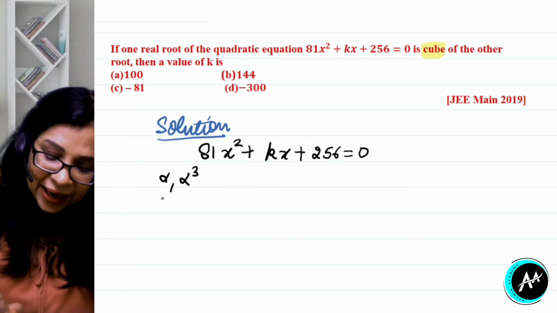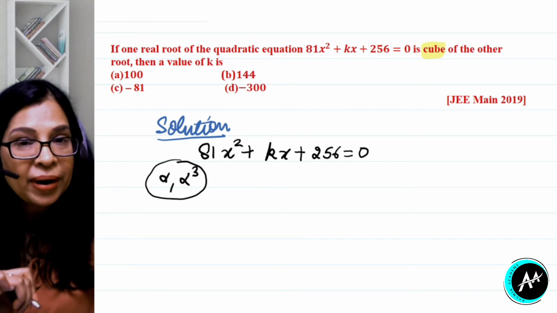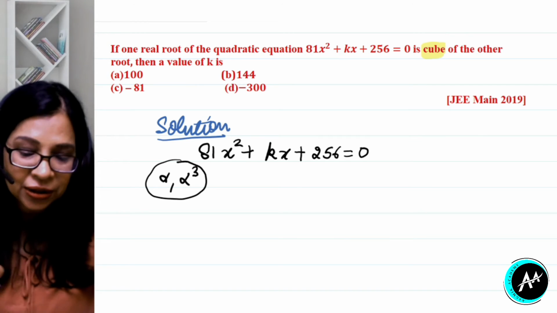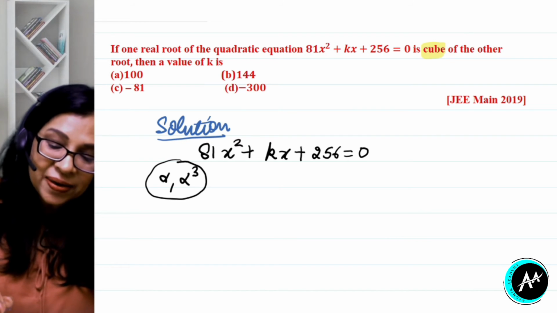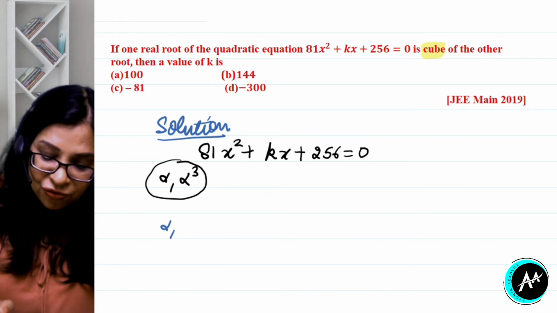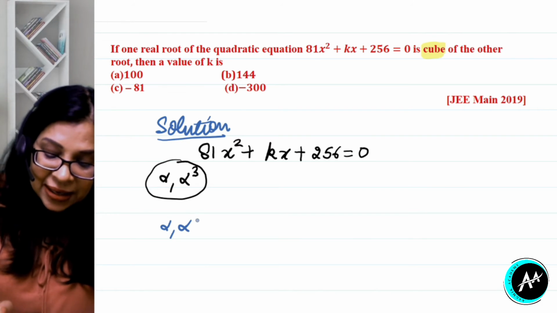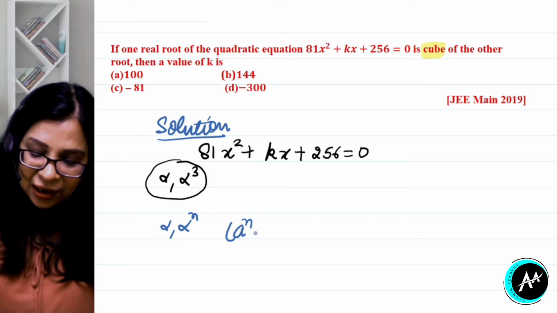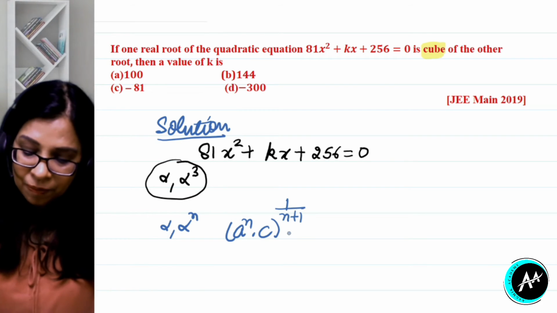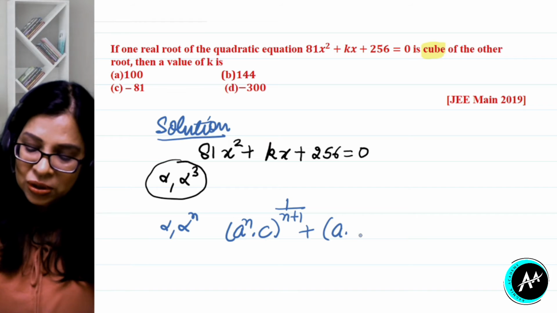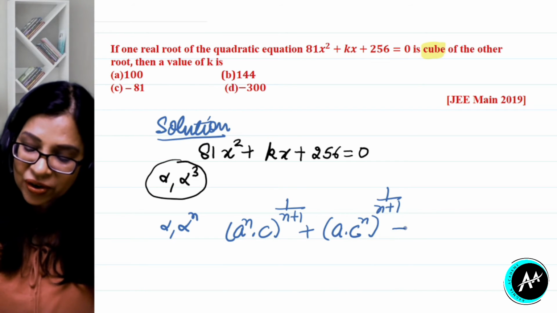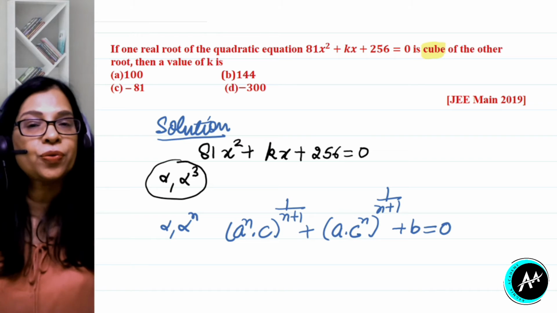Now which direct result should this remind us of? That one root is nth power of the other. Remember what was the result? Let me write the result over here. We had done, if one root is alpha, other is alpha raised by n. The result was: a into c whole power 1 upon n plus 1, plus a into c raised by n whole power 1 upon n plus 1, plus b equal to 0.